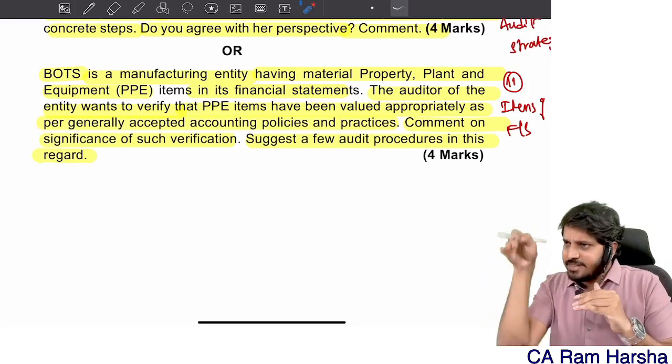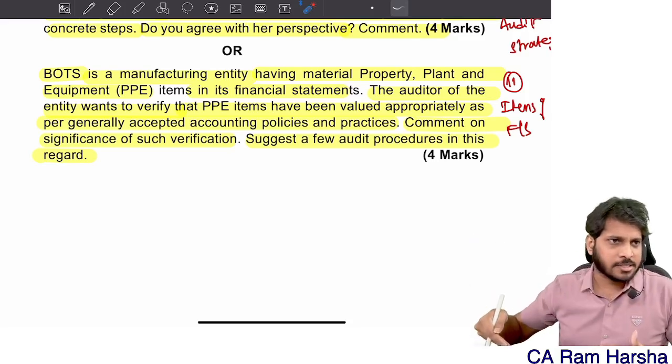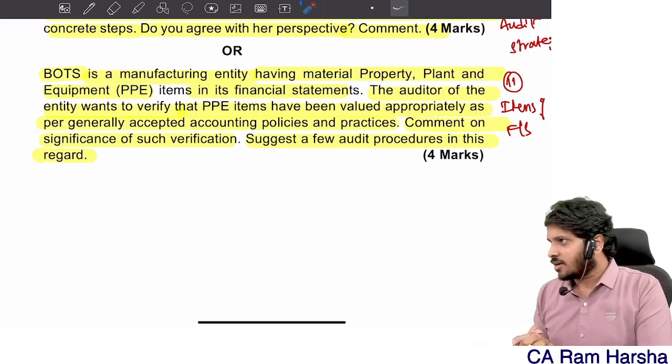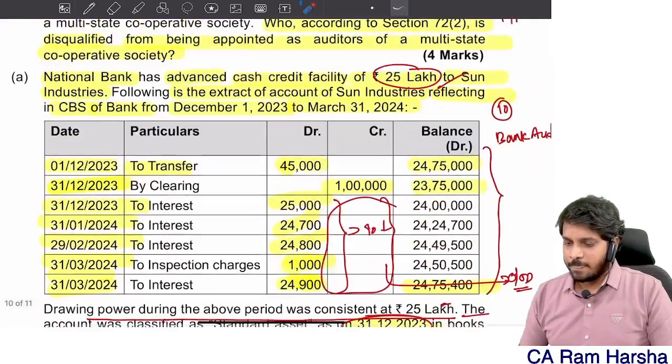And what is to be verified in this given question? Valuation. Please give the points. That's it. Clear? MTP1 is over.